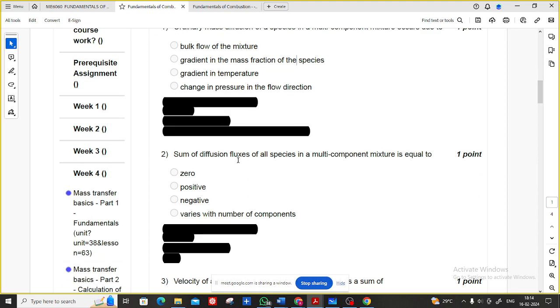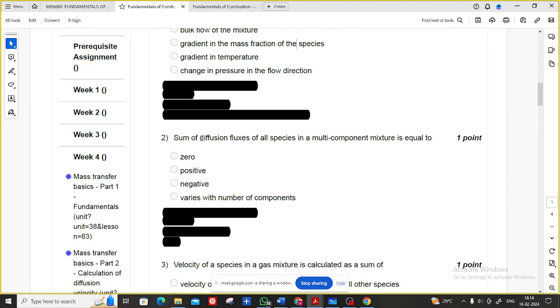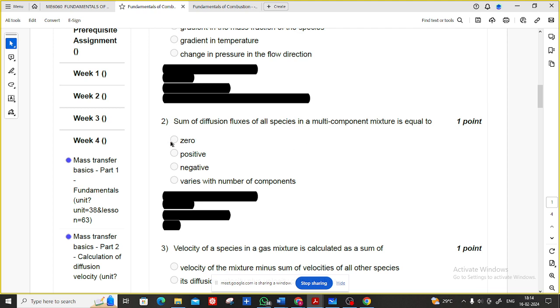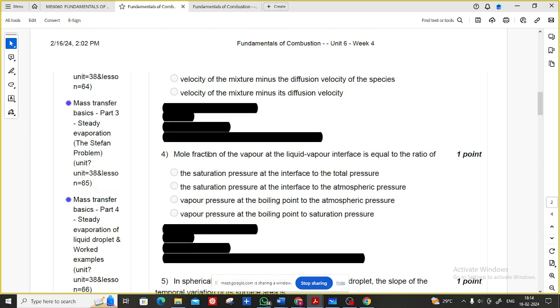Okay, so question number 2. Can you tell me, the sum of diffusion fluxes of all the species in the multi-component mixture is equal to? Zero. It's 0, sir. Yeah, zero. I hope it is clear to everyone. Question number 3.